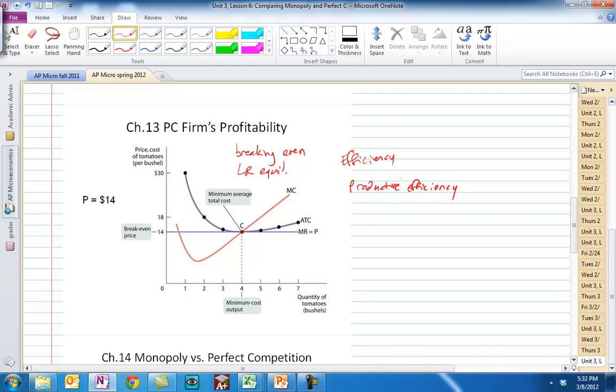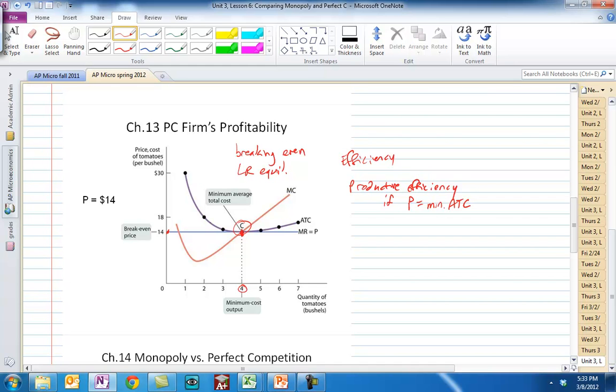You're productively efficient if you're producing at the minimum point of average total cost. Technically, productive efficiency is achieved if the price of the good is equal to the minimum average total cost of production. And we can see that in the long run, for a perfectly competitive firm, that is the case. The price is 14, quantity is 4. At that quantity and price, the average total cost is also 14. So at point C, the average total cost is 14, which is equal to the price. So this is productively efficient because the price is equal to the minimum average total cost.